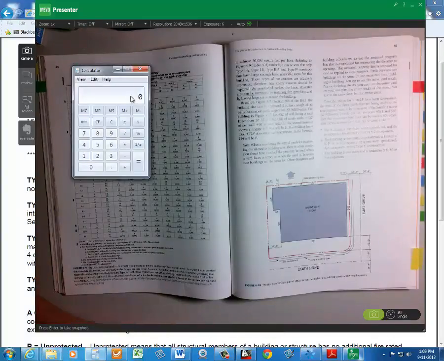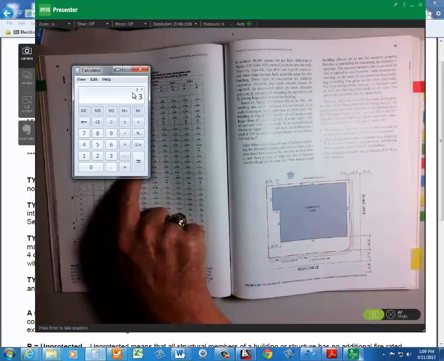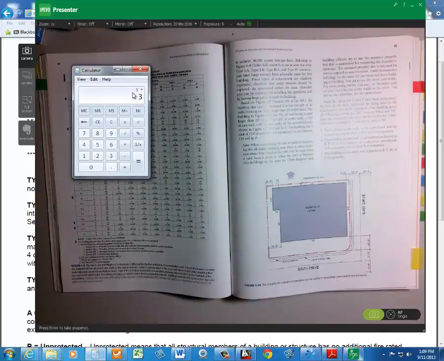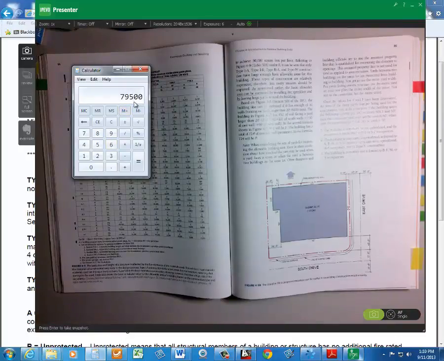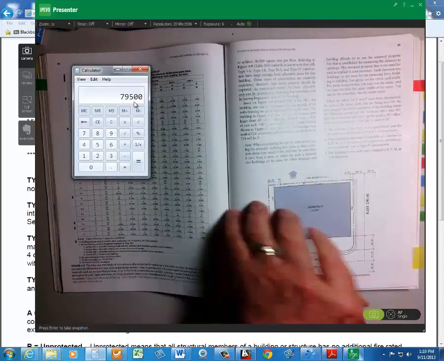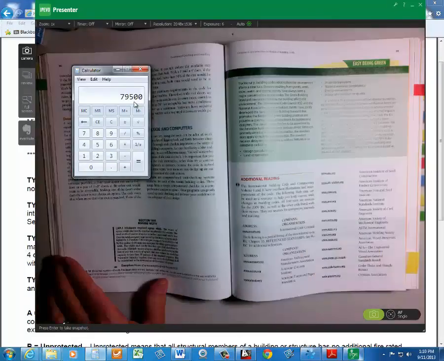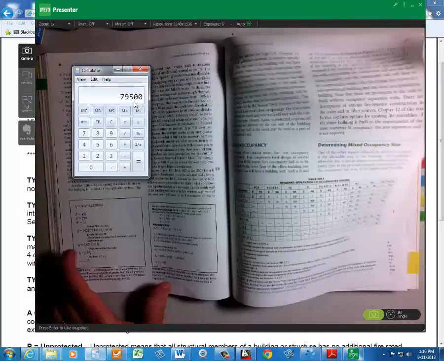All right, so get my little calculator out, and I go 3 times 26,500 for 2A, E. Okay, I come up with 79,500 square feet. All right, but there is no sprinkler. It doesn't have a fire sprinkler system. So what do we have to do?